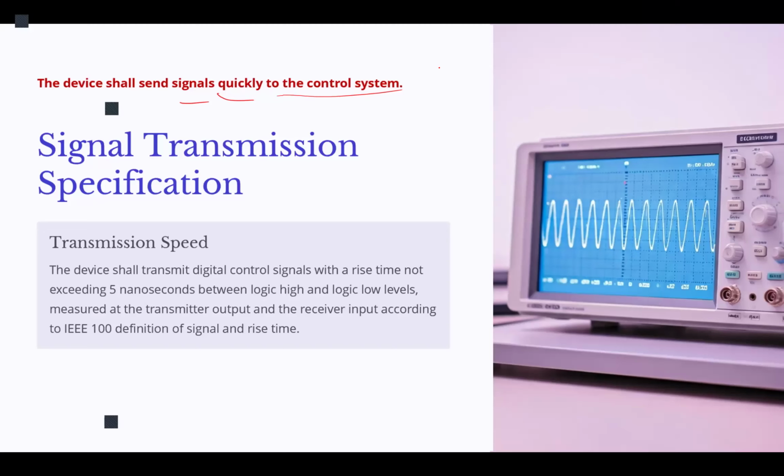Digital control signals. So we know that the signal is digital, and we know it's a control signal. With a rise time, we wanted to see what's the quick. With a rise time not exceeding 5 nanoseconds, that 5 nanoseconds is defined between which two states? Between logic high and logic low, 0 and 1, as in a digital signal. Levels measured at the transmitter output and the receiver input. Now, according to the IEEE 100 definition of the signal and rise time.